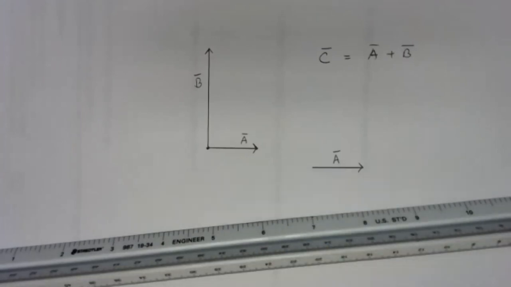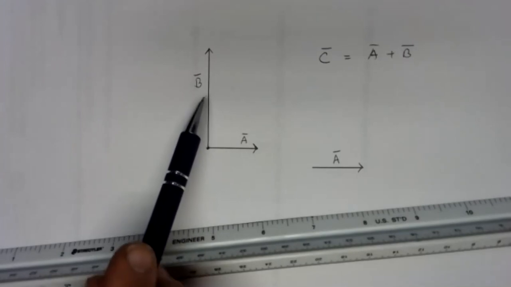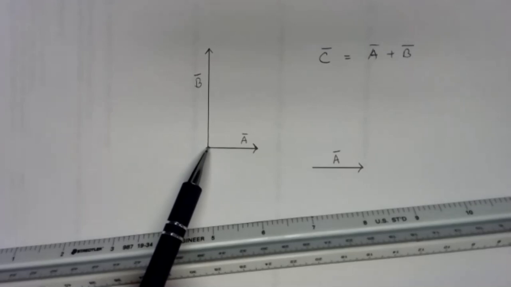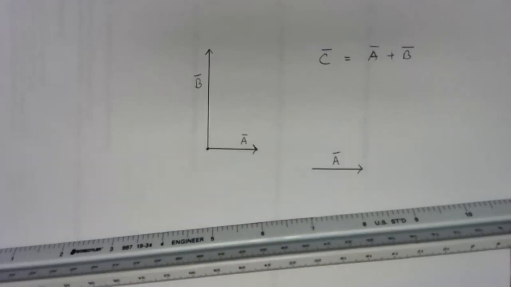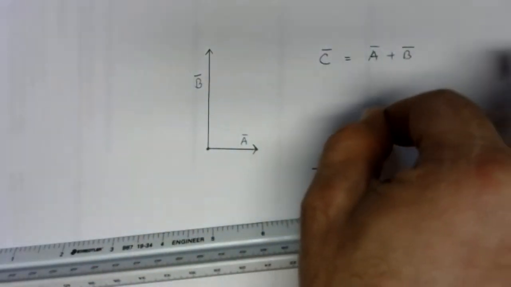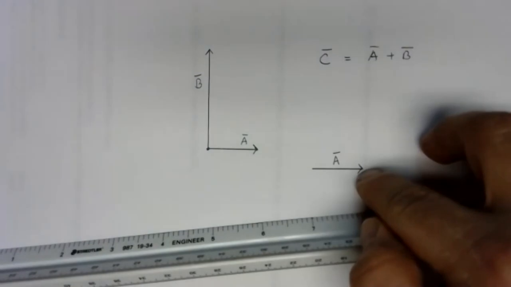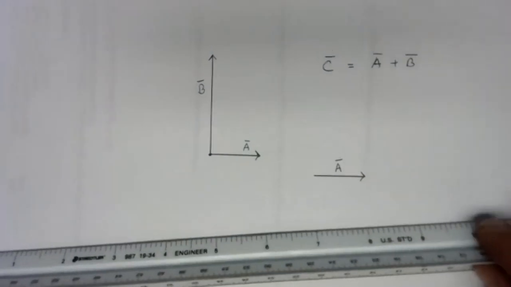And here's where the trick is. I'm going to deal with vector B a little bit differently. I'm going to arrange it so that the tail of vector B is at the head of vector A. So imagine I can pick up this vector and drag it around and drop it so that its tail starts at the end of A. That's what I'm going to be doing here by drawing it.